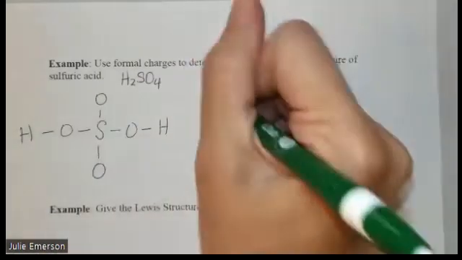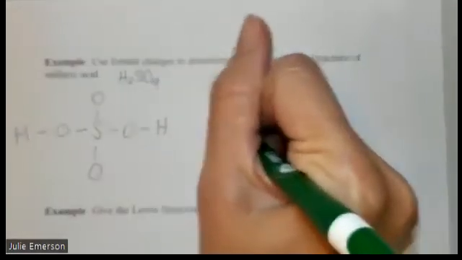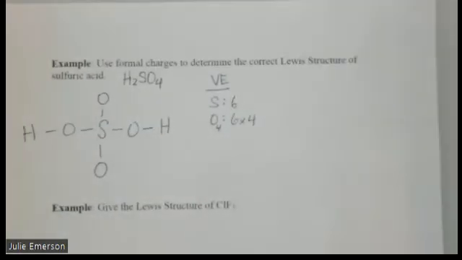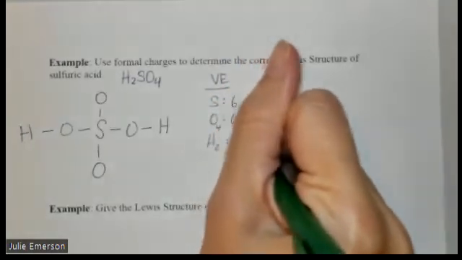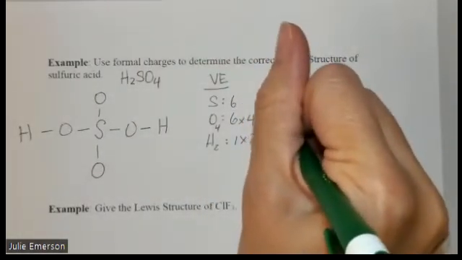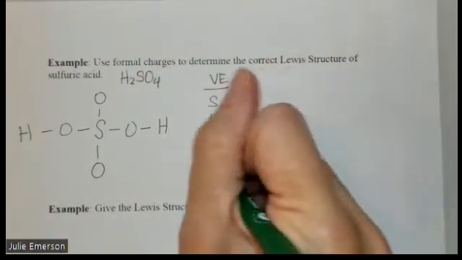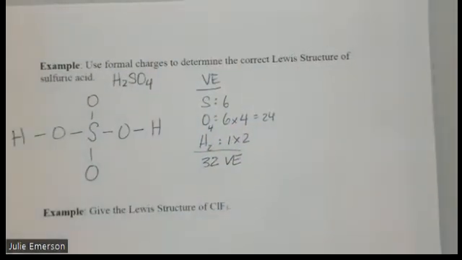Now the valence electron count. All right, sulfur is group 6. Each oxygen is also 6, but since there's 4 of those, I have to multiply that by 4. And each hydrogen comes in with 1, but because there's 2 hydrogens here, I gotta multiply that by 2. So 6 times 4 is 24, plus 6 is 30, plus 2 is 32, so I have a total of 32 valence electrons. So I have quite a bit here, right?